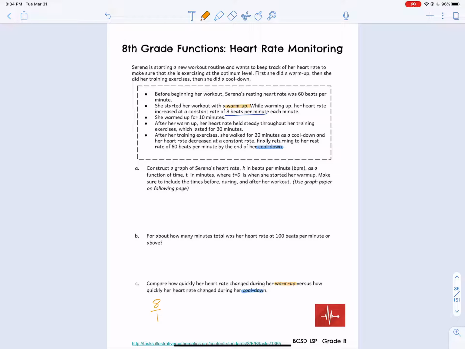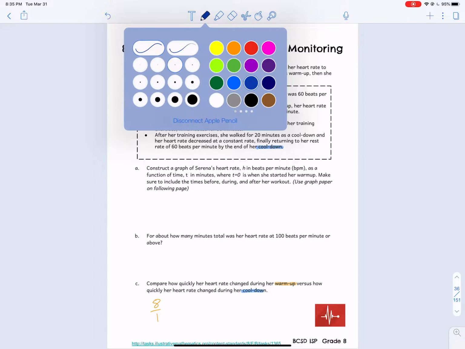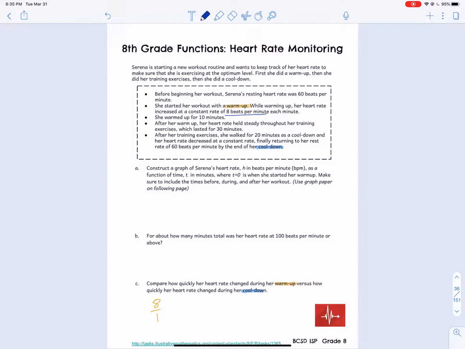exactly what it is because we know how long, so we can make a ratio. We know the minutes, but we don't know the total beats per minute change. It says her ending beats per minute is 60, but we don't know where it started. So we're going to have to look at the graph and see where her heart rate starts. So let's get this graph ready.